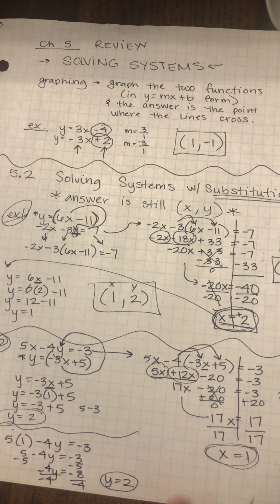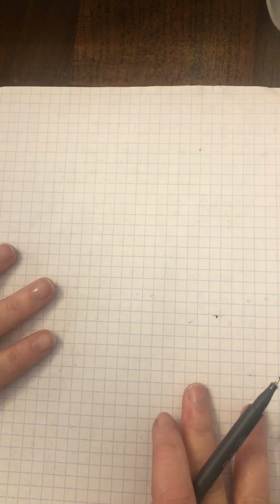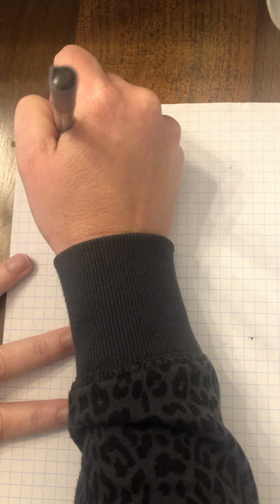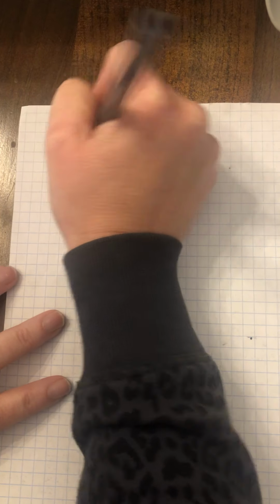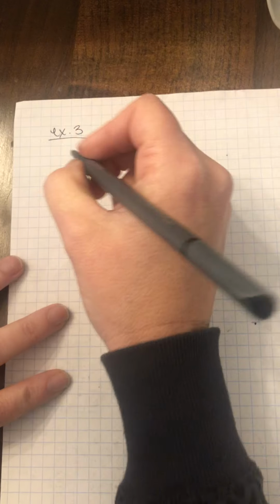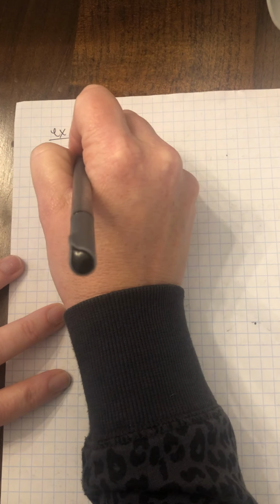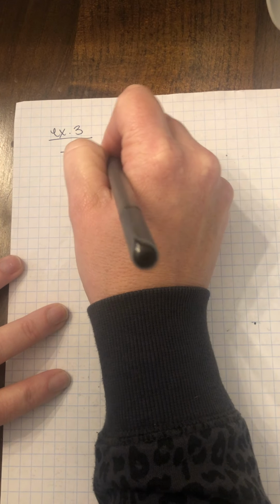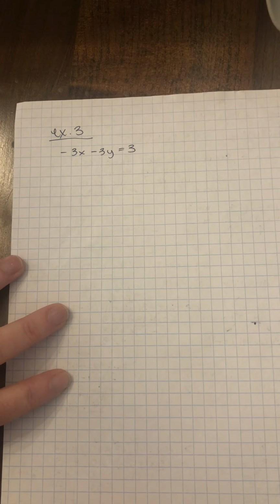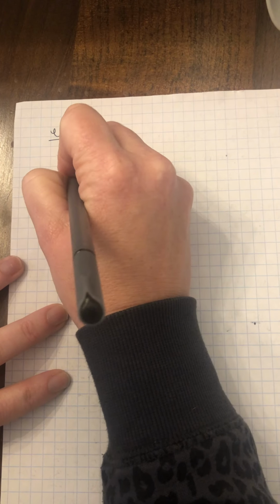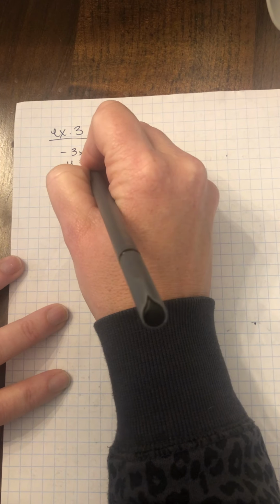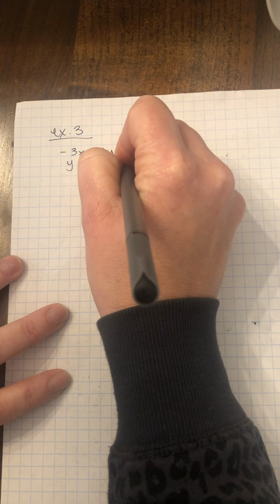Okay? I'm going to do one more with you. This is the last one. And then I'm going to have you try a few problems on your own. Example 3. Negative 3x minus 3y equals 3. Our second function is y equals negative 5x minus 17.